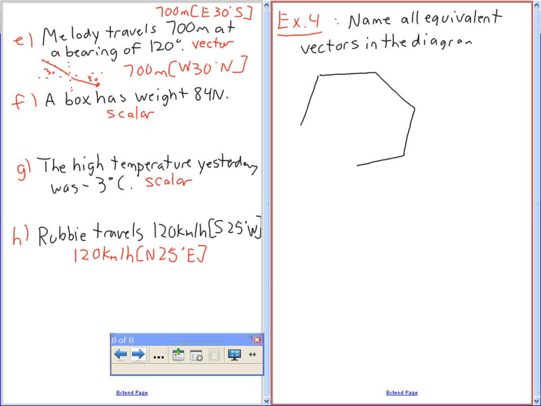Sally, your diagram is awful. This is supposed to be a regular hexagon? What's that supposed to be? Just go with me, okay? I can see what you're sketching in. That's supposed to be a regular hexagon. It's supposed to be.